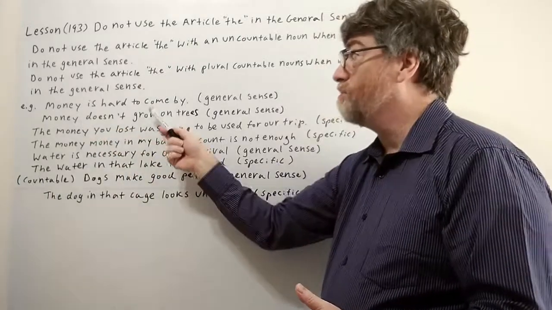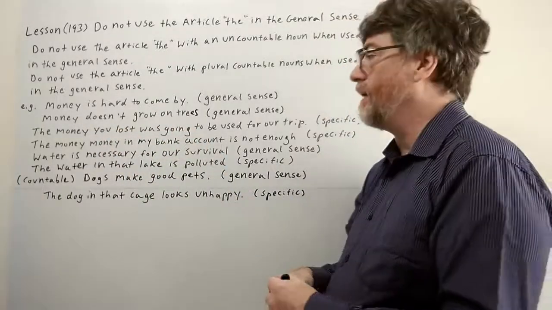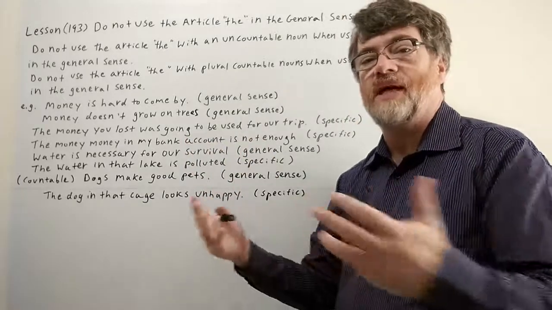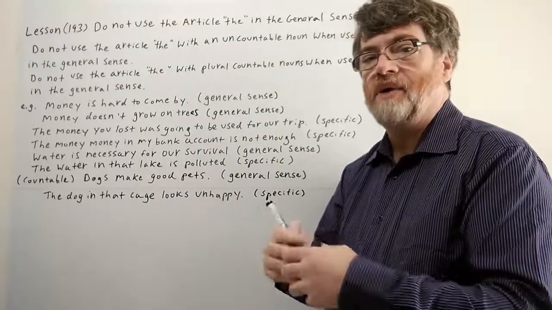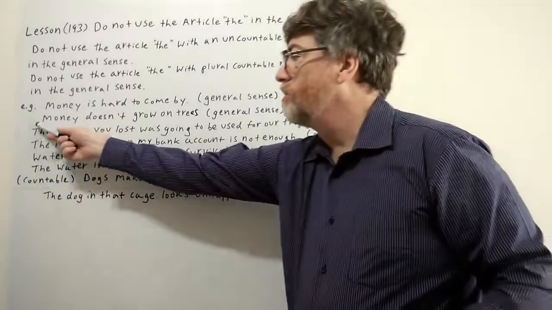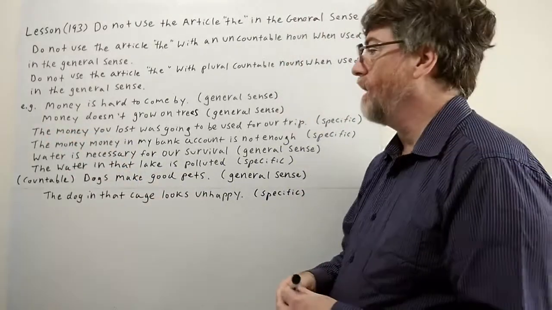Let's look at the second one, because both of these are actually common phrases about money. Money doesn't grow on trees. Again, it's the general sense. We're not talking about specific money. We're not talking about a particular person's money. So we don't use the article the here.